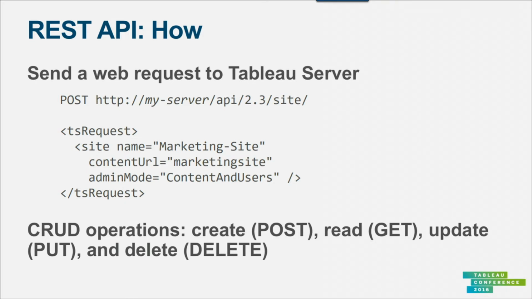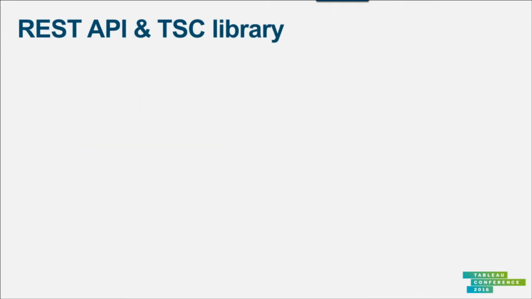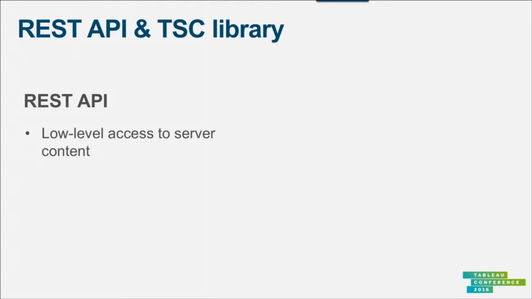But I'm actually going to take a little bit of a detour here because what I really want to talk about is the Tableau Server Client Library. So we have this REST API. The REST API gives you this low-level-ish access to managing content on Tableau Server. And by low level, I mean HTTP request level. We have about 90 endpoints right now to manage all different kinds of content on the server, like I was saying earlier, sites and projects and users and groups and putting users in groups and all that stuff.